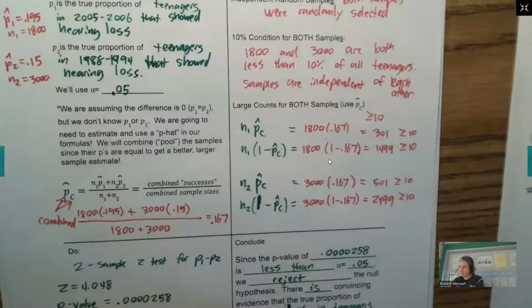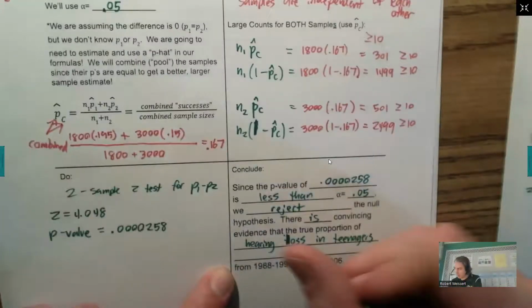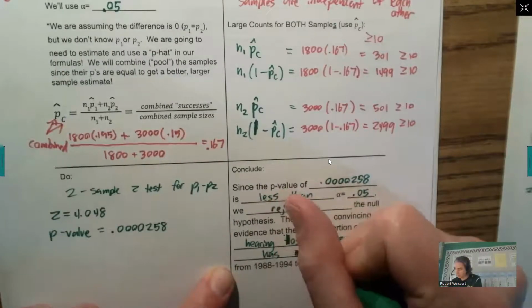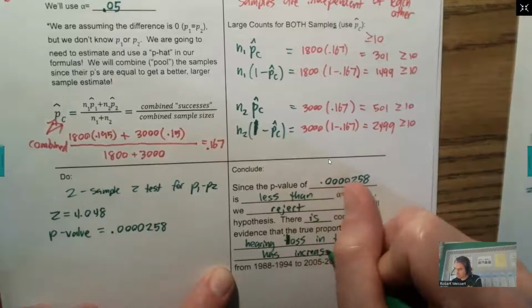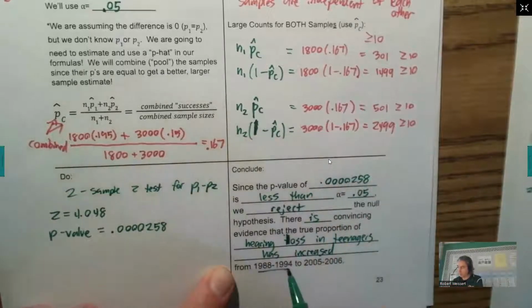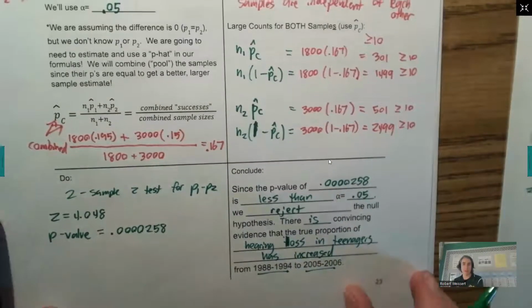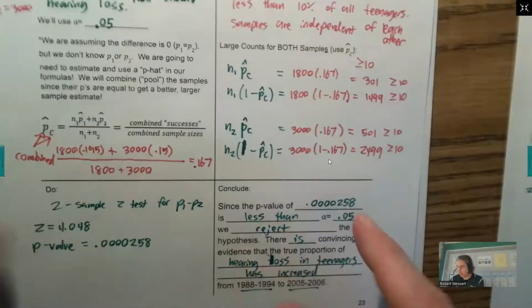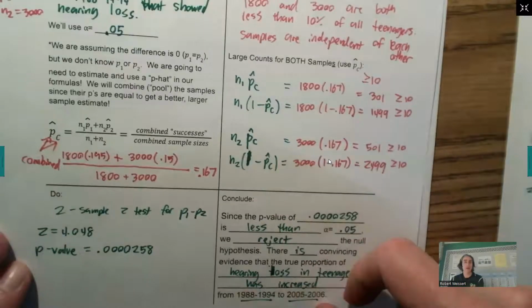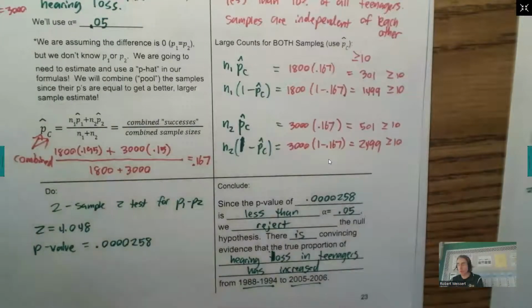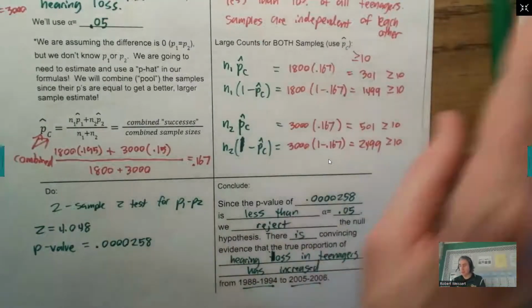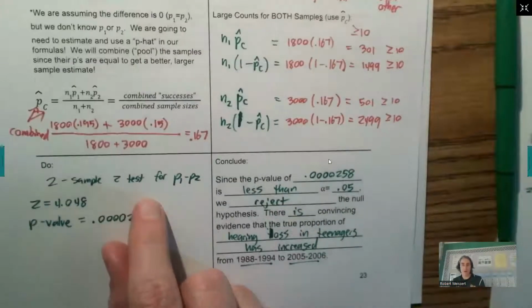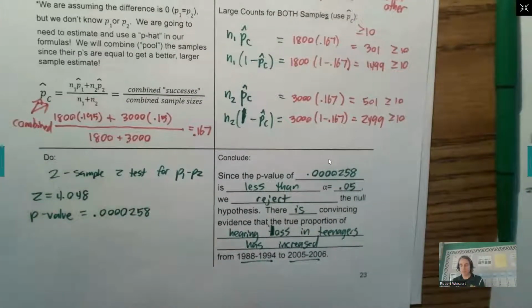Now, what did it do between this and this? Increase. The true proportion of hearing loss in teenagers has increased from this set of years and that set of years to that study. Obviously, you're not going to be given some words to fill in the blanks here, but you want to write something to get the point across for the context. So always link your p-value to your alpha. Notice I didn't put any of the work here. Here's what that work would look like.